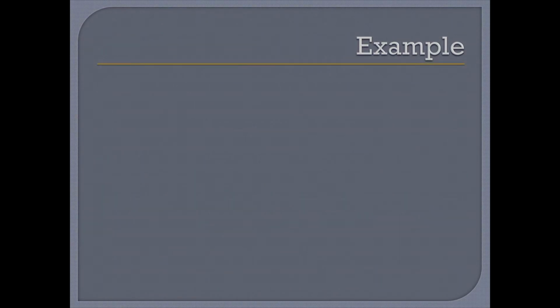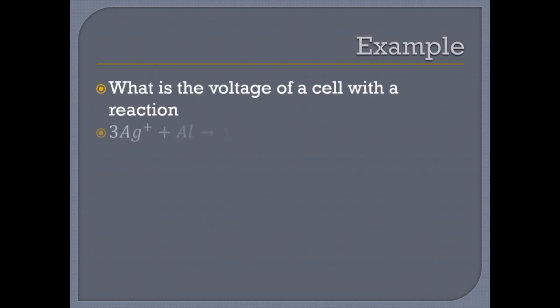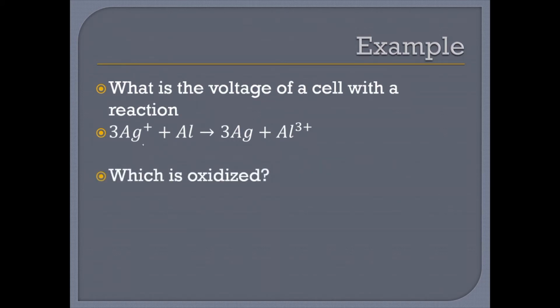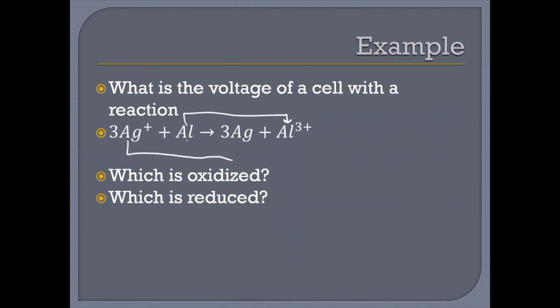Alright, let's try another example. Here we have silver ions and aluminum. And the process is much the same. We have to identify what is the oxidation reaction, what is the reduction reaction. So the oxidation reaction is the thing losing electrons. So in this case, I believe that looks like the aluminum. And then the thing gaining the electrons would be the silver.